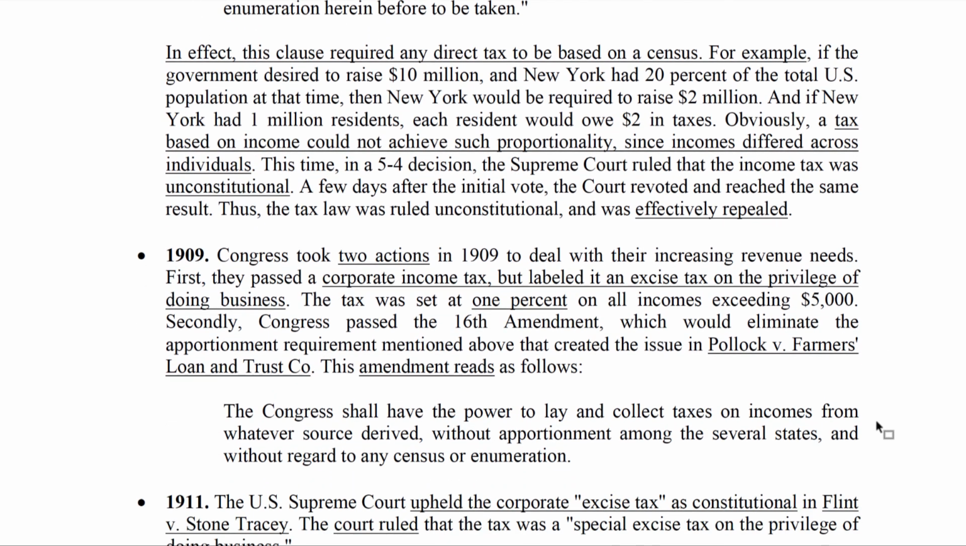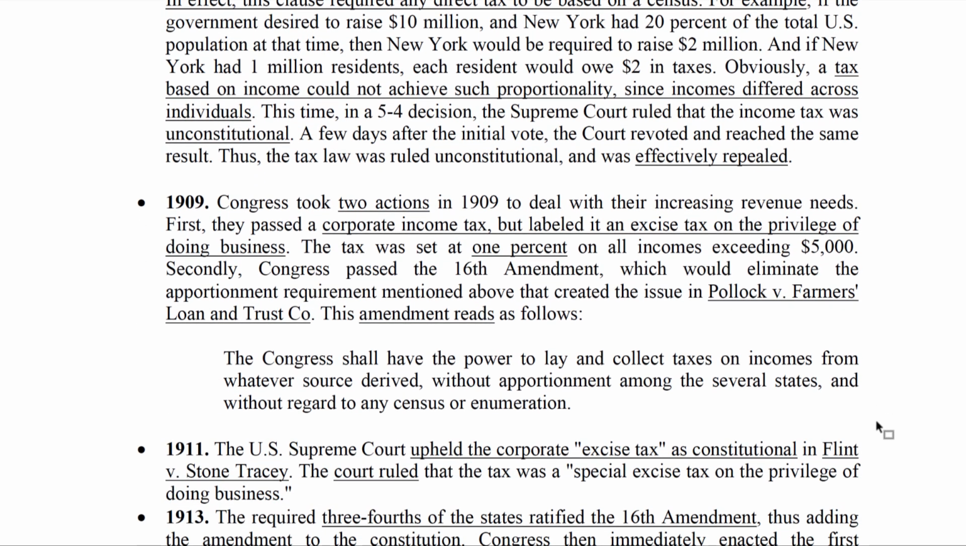Then in 1909, Congress takes 2 actions. First thing, they pass a corporate income tax, but they label it an excise tax on the privilege of doing business. So because it's labeled as an excise tax, there's no issue with the Constitution that we mentioned earlier. The tax was 1% of all income exceeding $5,000.